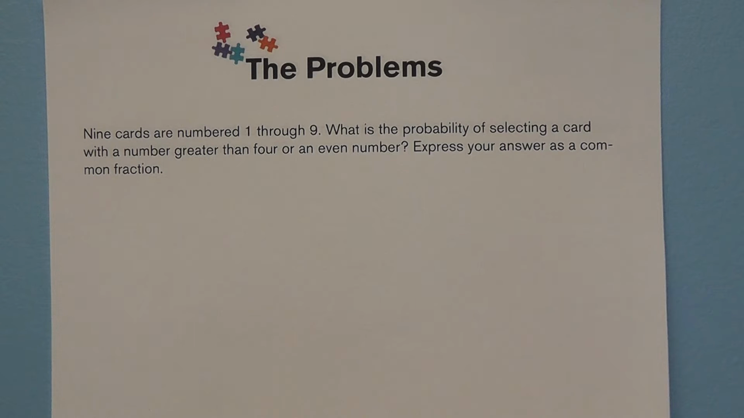All right, so let's look at our second problem. Our second problem reads, 9 cards are numbered 1 through 9. What is the probability of selecting a card with a number greater than 4 or an even number? Express your answer as a common fraction. So for this one, we have a couple things to look at, so it makes it a little more complicated.